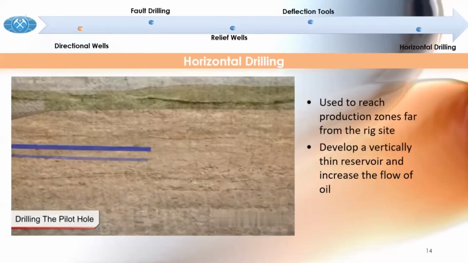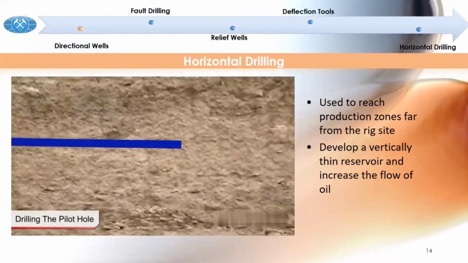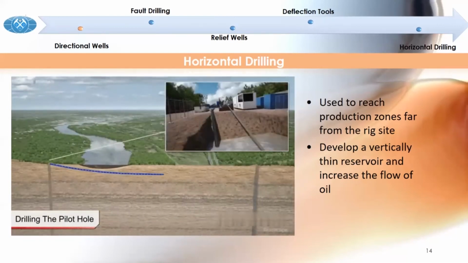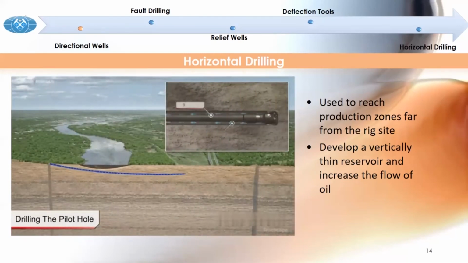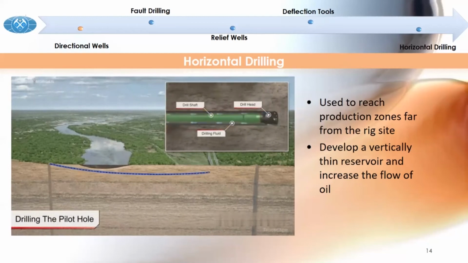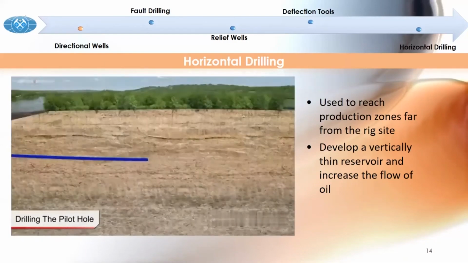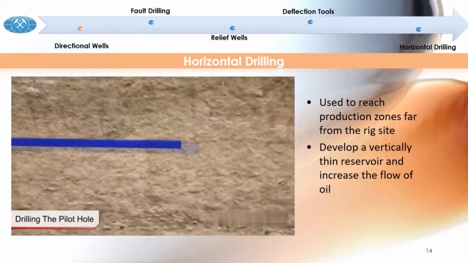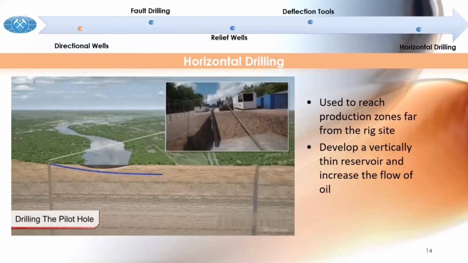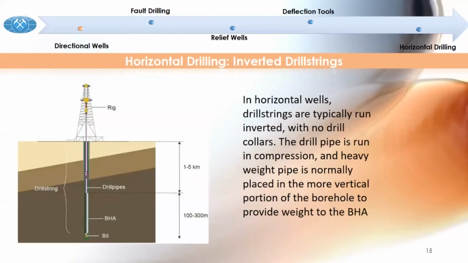Horizontal drilling is a kind of directional drilling when the end of the borehole is absolutely horizontal. It's very useful because it makes it possible to reach production zones far from the rig site and to increase the length of a pay zone within the target rock unit. So this way, horizontal drilling allows us to improve the productivity of wells.